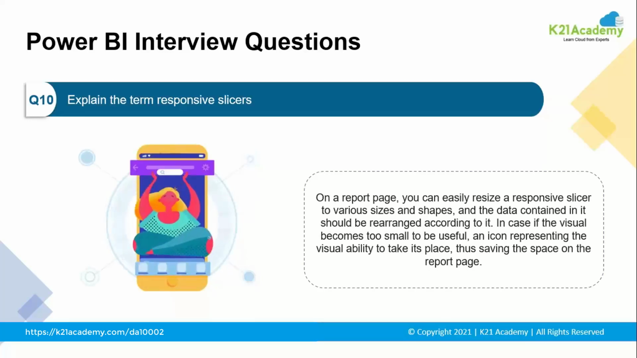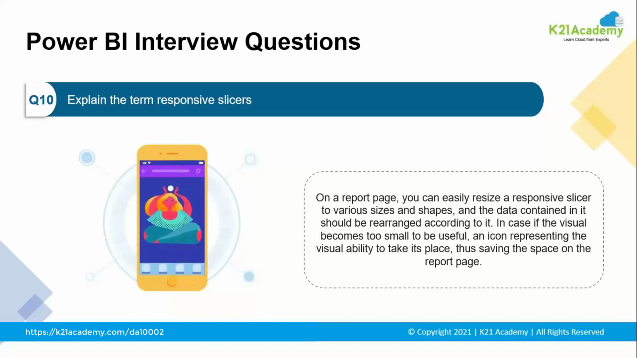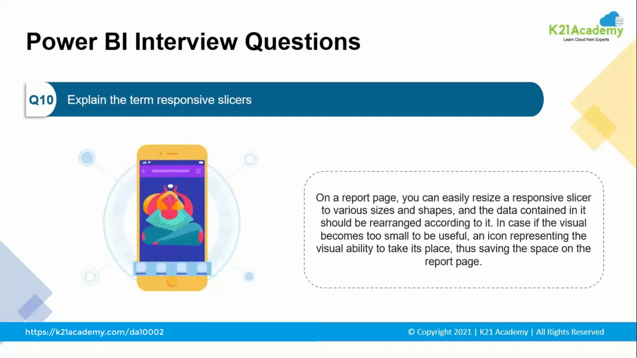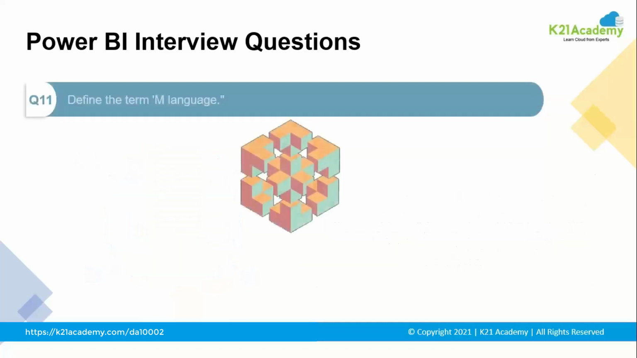What this responsive slicer means is that we can increase or decrease the size of an icon. Let's say there's an icon which is too small for you and you want to enlarge it. You can change the size and shape of this, and also the value which is visible to us. This is exactly what is meant by responsive slicers. Let's move on to the next question.